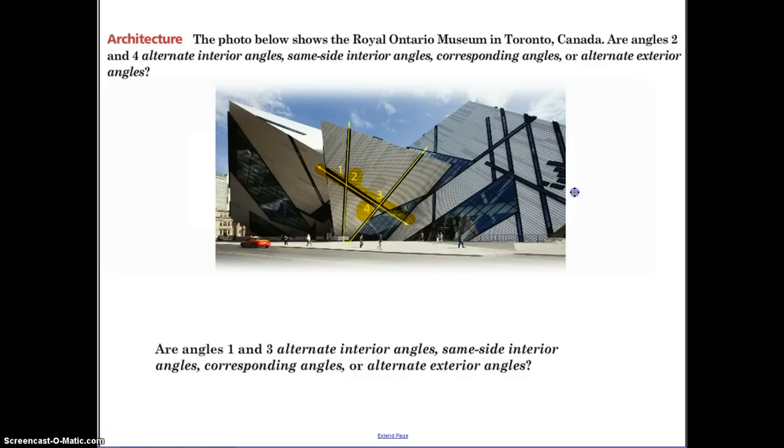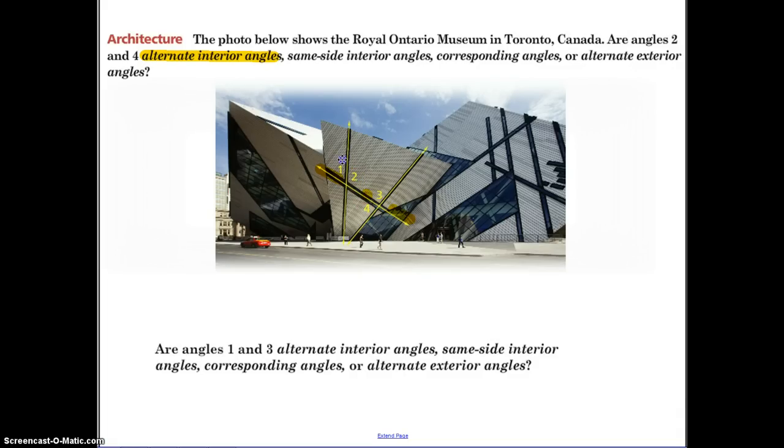So one thing I want to know, are they interior or are they exterior? Well, they are between my two parallel lines. That means they're interior. Now I need to know, are they on the same side or are they on alternating sides? And they are on alternating sides of my transversal, which means that these are alternate interior angles.